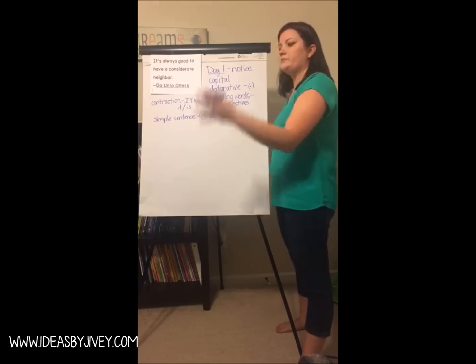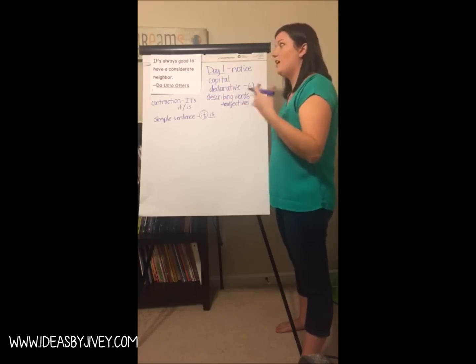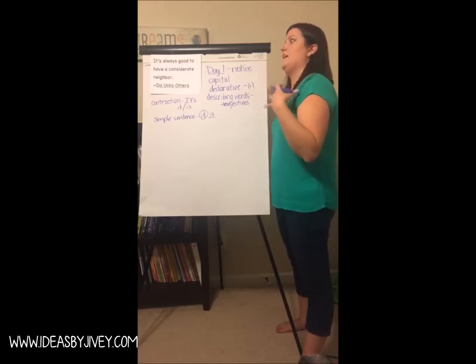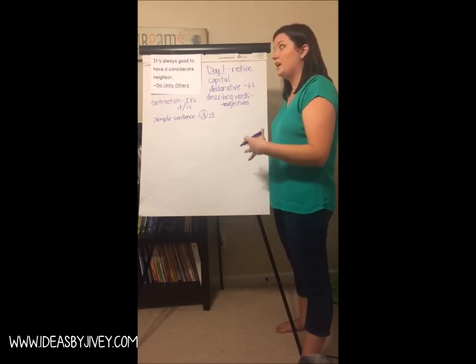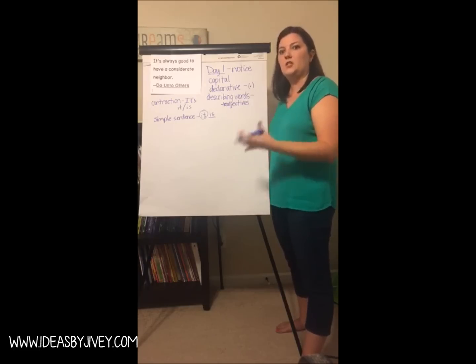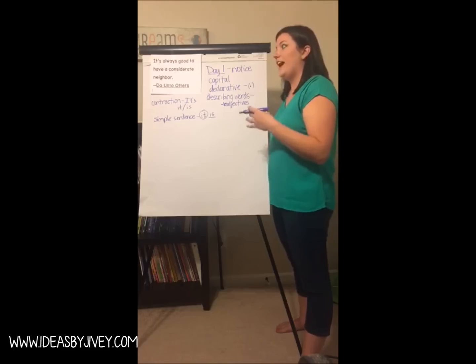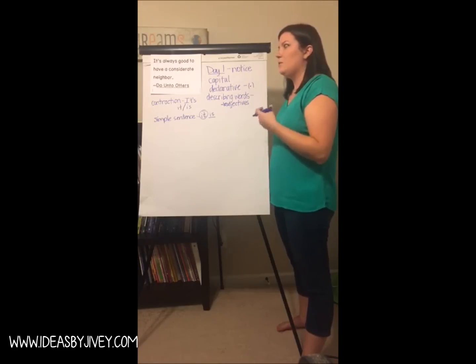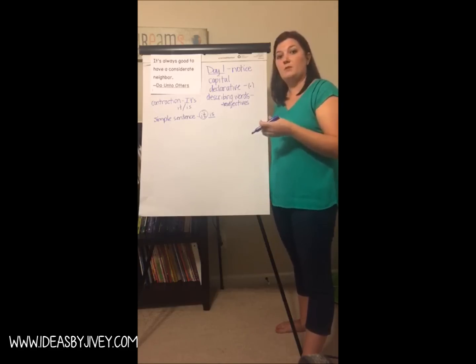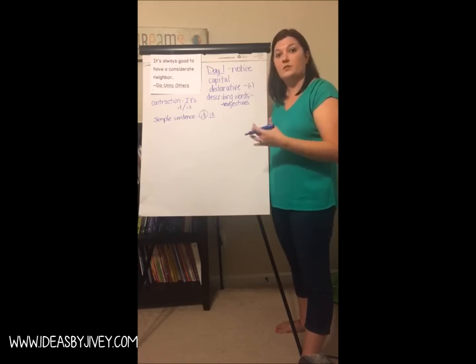So day 2, they'd be on the floor with me again, and we'd say, all right, we're going to read this sentence again. Read it with me. It's always good to have a considerate neighbor. And yesterday we talked about what made this sentence such a great sentence. Today we're going to look at the actual words that are in the sentence and talk about how those parts of speech work together. So do you see any words in this sentence that you know what part of speech it is? And part of speech, remember, that's like nouns, verbs, adjectives, adverbs, those types of things. So do you see any words that you know?